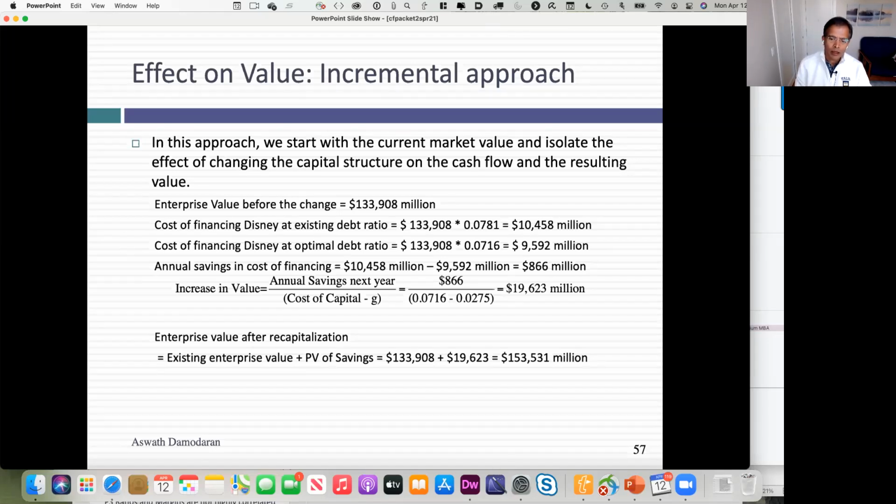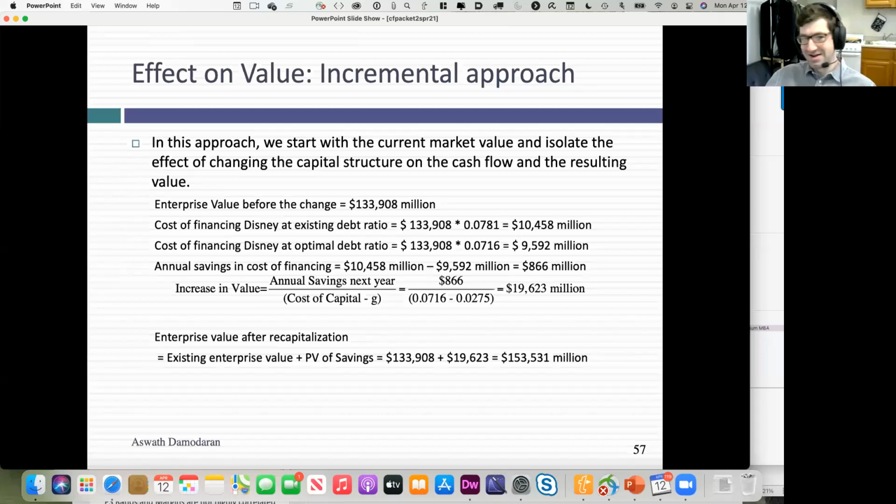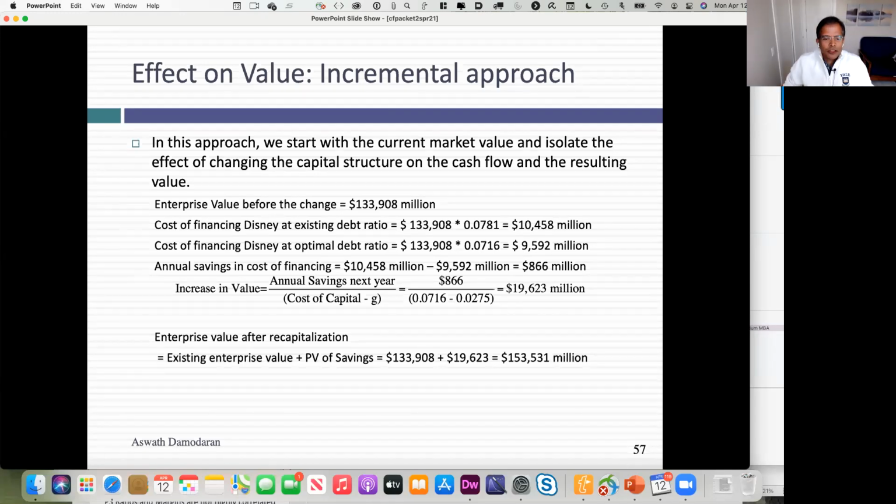Nathan, do you have any thoughts on where this increase in value is? They're not taking better projects. Same theme parks, same movies, same broadcasting. All they've done is change the mix of debt and equity. Where is this increase of 19.6 billion coming from? I'm sorry, I'm not sure where it comes from if you change that ratio. Fabian, you have any thoughts? Because it looks almost magical, right? I'm doing nothing, changing the mix. So where's that increase in value coming from? Would it be coming from taxes?